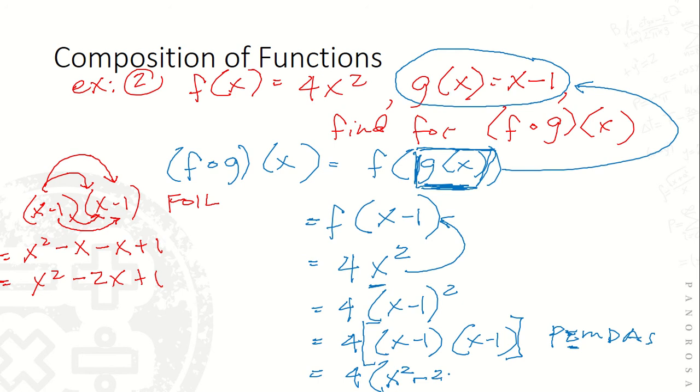So minus 2x plus 1 equals. So 4 times x squared, we have 4x squared. 4 times negative 2, negative 8, copy x. Then 4 times 1, we have 4. So the final answer is 4x squared minus 8x plus 4.